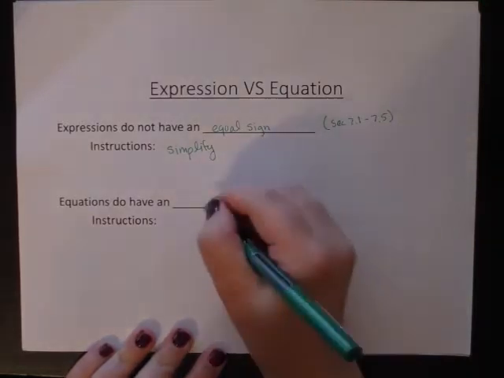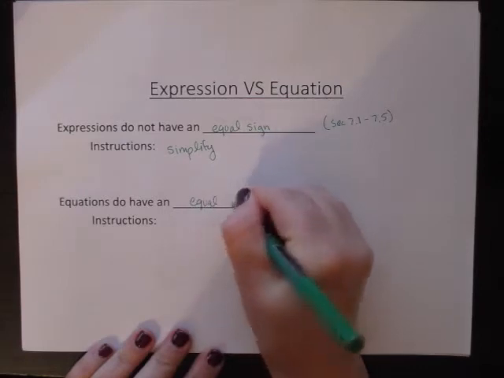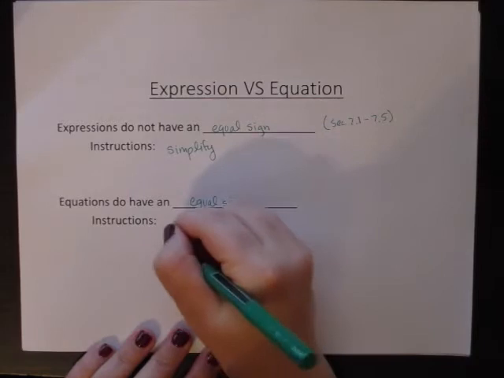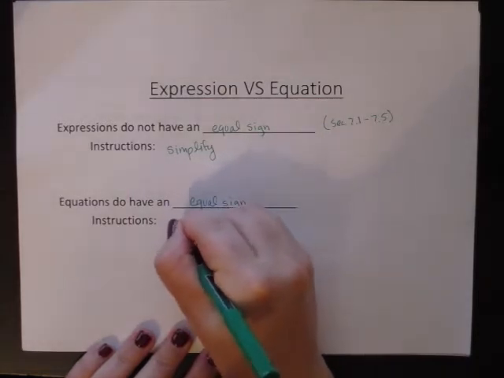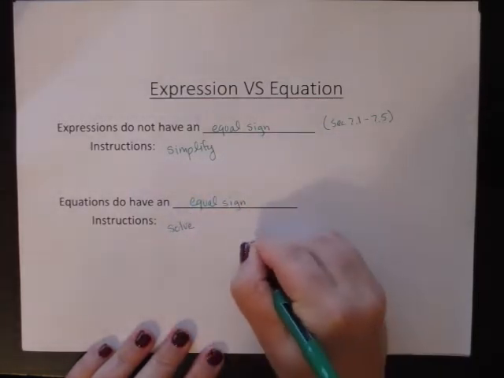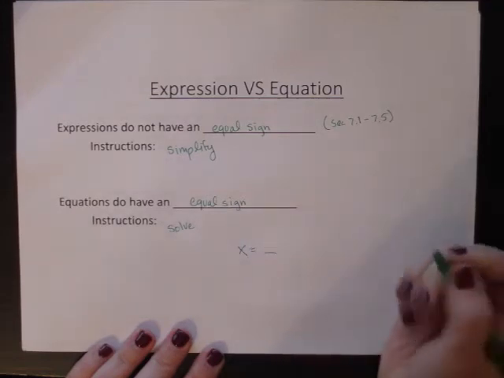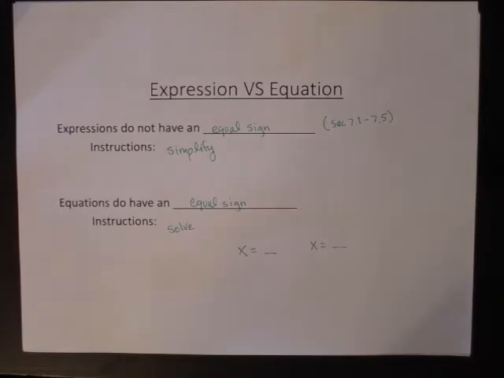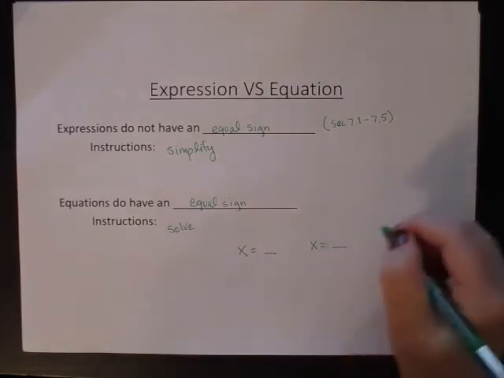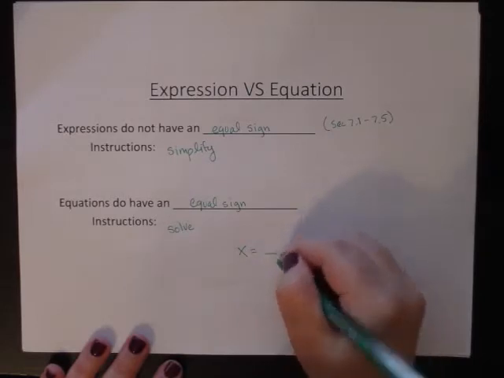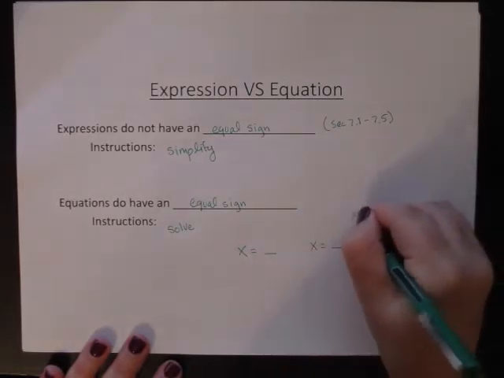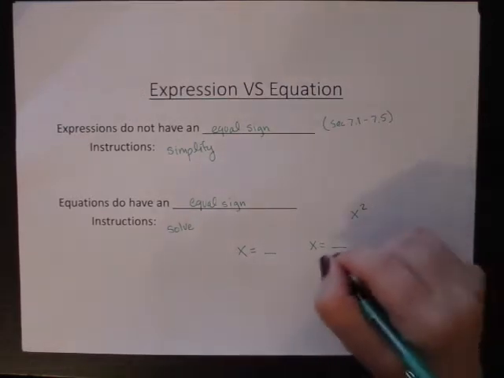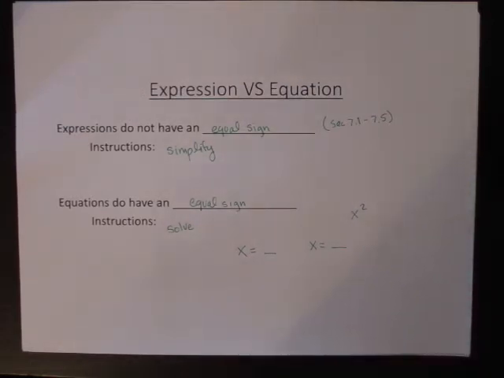Equations do have an equal sign. And whenever you have an equal sign, what you have to do for your instructions is solve it, meaning you have to get the variable equal to some type of number. Typically, you're going to get 1 to 2 answers. If it's linear, then you'll have one solution. If it's a quadratic, meaning x squared, and you have to use your factoring to solve it, then you'll have 2 solutions.